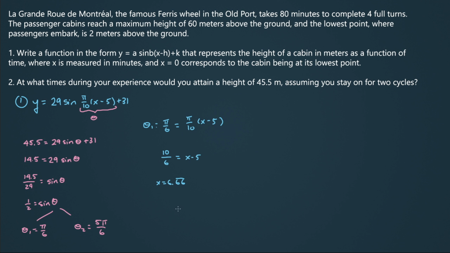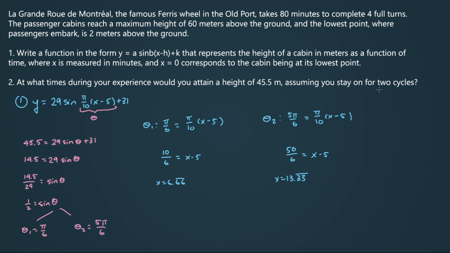Okay? And so now we're going to look for my theta 2 here, right? We know that's 5 pi over 6. And we know theta, once again, was that thing there, so pi over 10 times (x minus 5). And we're going to solve for my x. So divide both sides by pi over 10. You're going to get 50 over 6 is equal to x minus 5. And then if you add 5 to both sides, you're going to get x is equal to 13.33 repeating. So those are my two solutions during my first ride around the Ferris wheel, right?